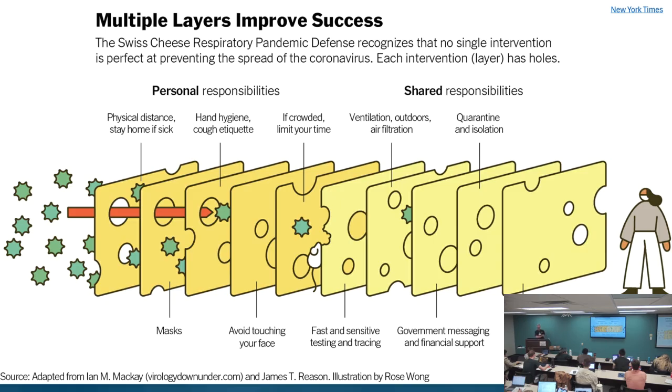So this is from early in the pandemic. The Swiss cheese respiratory pandemic defense recognizes that no single intervention is perfect at preventing the spread of the coronavirus. It's exactly what we were just talking about.